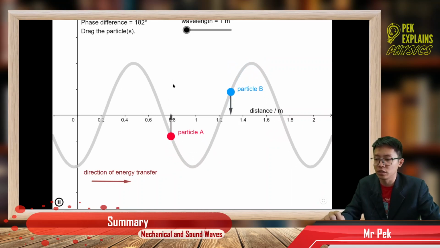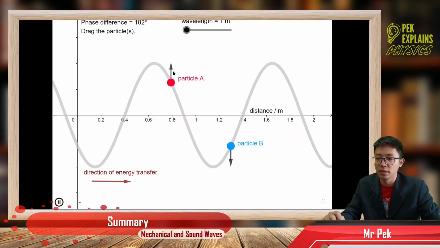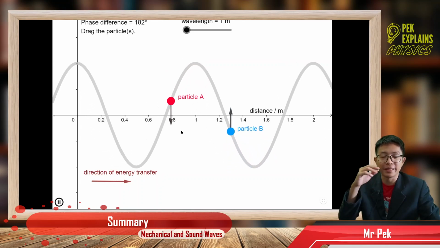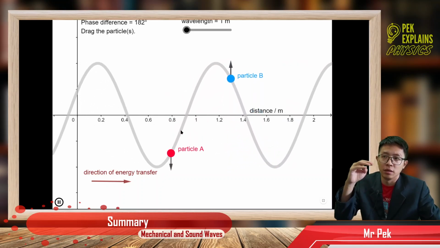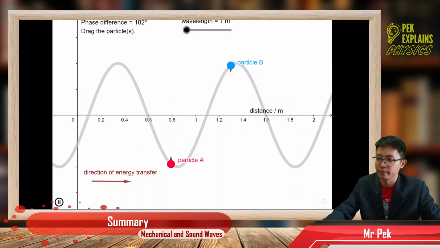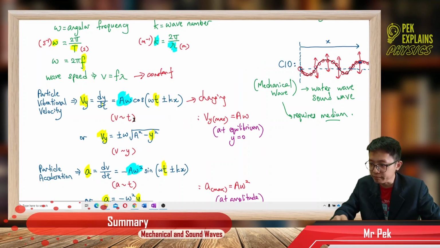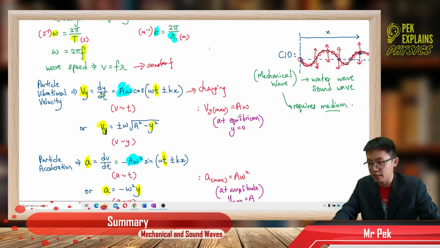So the velocity is always changing. You see the arrow changing? The arrow changing means velocity changing. So particle vibrational velocity always changes over time. Okay? Particle vibrational velocity is changing with time. Also, different particles at different times have different velocities. Okay? Now, we also can use the displacement.